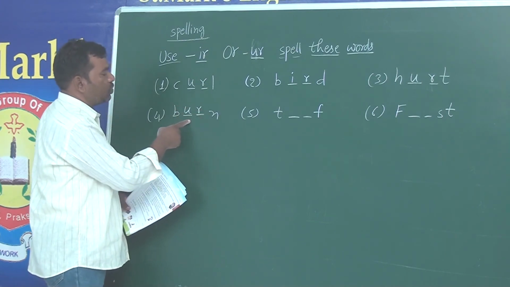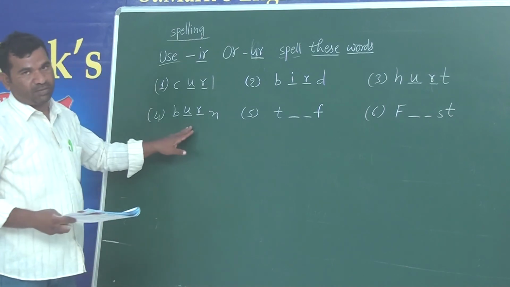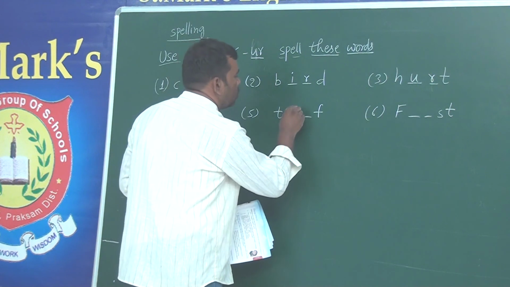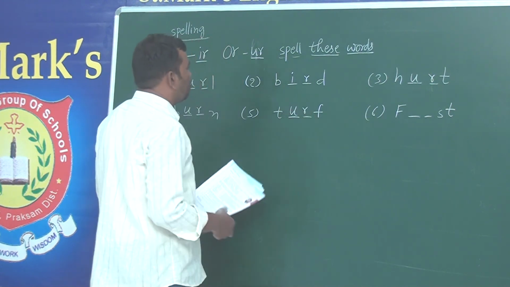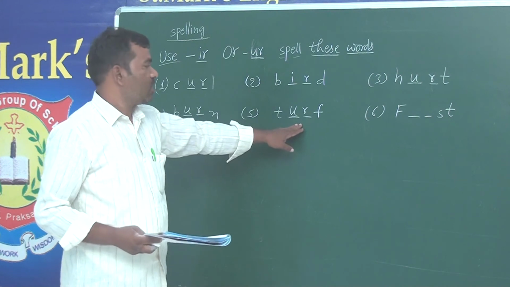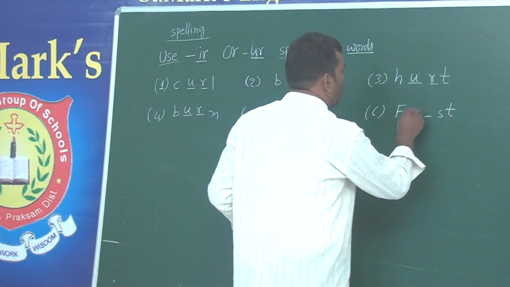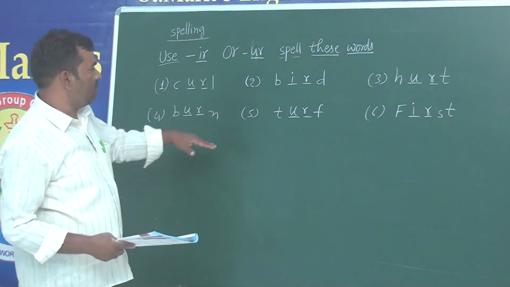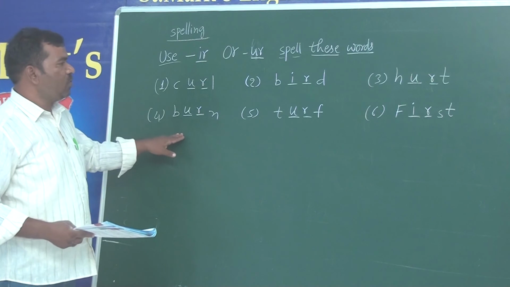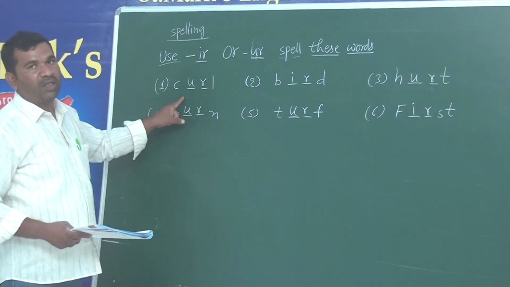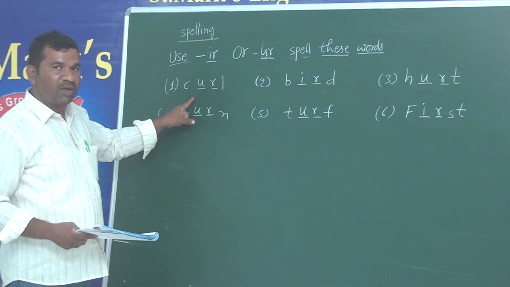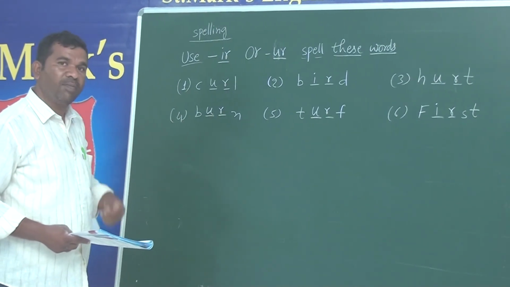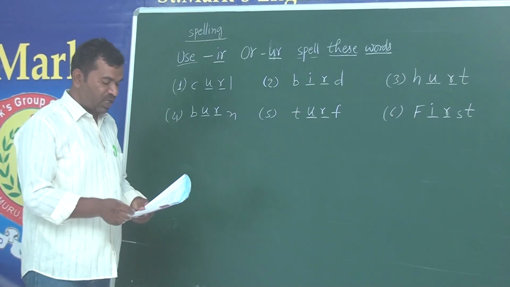Here also we have to choose UR only. Burn. Okay? And here UR only. We chose UR again to write it. Turf. Okay? And the last one is IR: first. Now you read all of them once again. You will find that every word is giving a sense. They are giving us meaning. Okay, so that is your exercise.